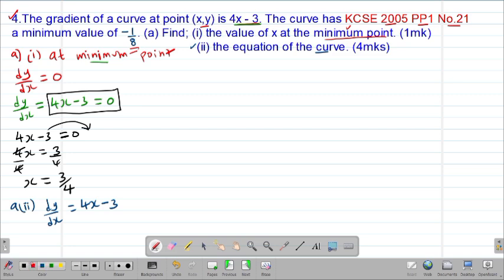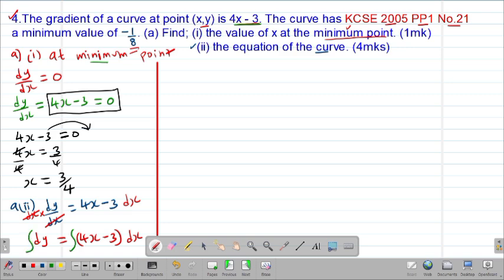For us to achieve that, we're going to multiply through this particular equation by dx. I also multiply the other side by dx, so that dx and dx cancel out. Then I'm remaining with dy being equal to 4x minus 3, multiplied by dx. Remember, we said that a multiplication by dx or dt simply means that you're supposed to integrate both sides of the equation. But a division by dt or dx means that you're supposed to differentiate.